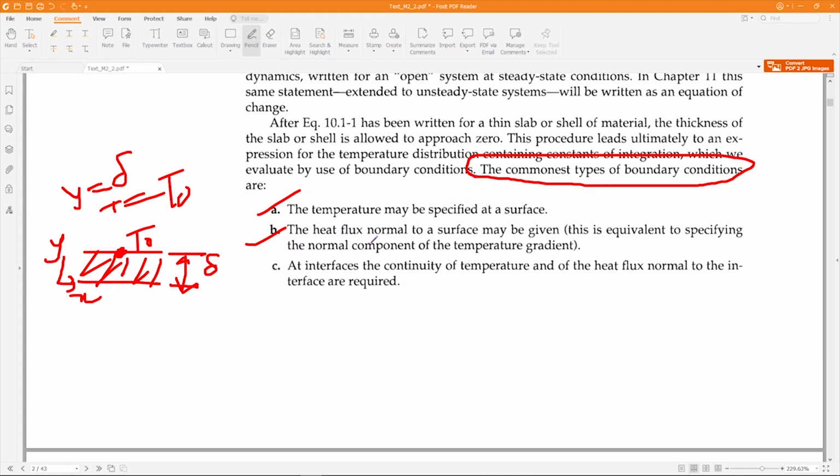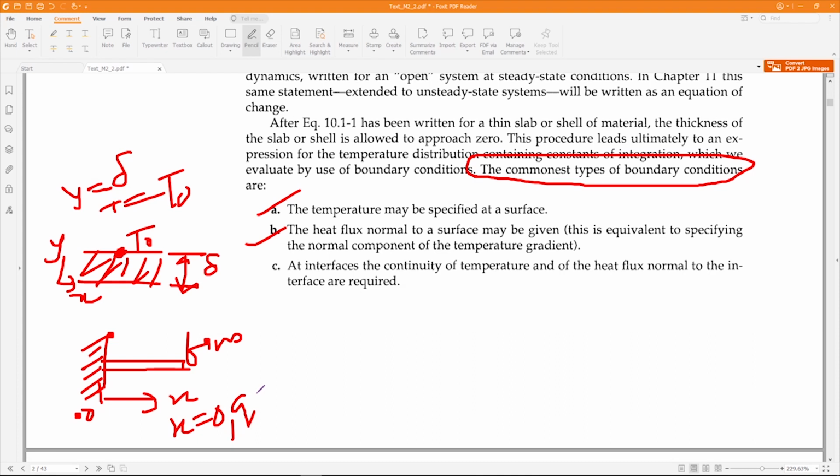Secondly, the heat flux normal to the surface may be given. Suppose this is that fin, right? You have studied the fins in heat transfer. Let's say this is the insulated boundary. The heat cannot flow in this direction. Let's say this is the X direction and this is the origin. So you can say at X equal to zero, the flux is zero. There is no flow in this direction. Or you can say that dT by dx is zero, from Fourier's law, because q is nothing but minus k dT by dx. So this can also be specified. This is the second boundary condition.